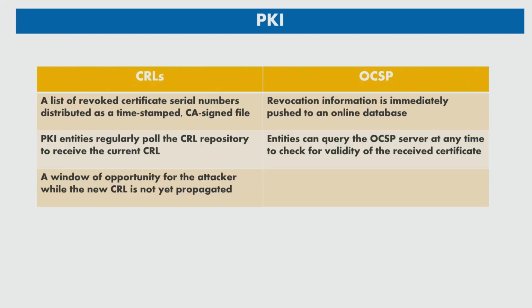Now, to address the issue of key compromise, the following certificate revocation solutions are available. So we have CRLs and the OCSP. So let's talk about each of them. Using a CRL, which contains a list of all certificates that are no longer valid, a PKI can provide a simple solution for checking whether a certificate is revoked.